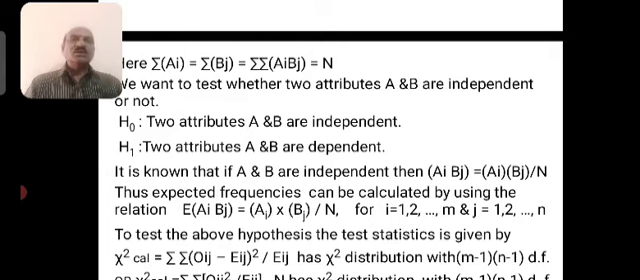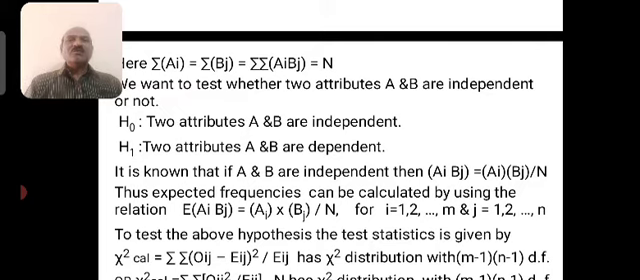We want to test whether the two attributes A and B are independent or not. Therefore our hypothesis will be H0: the two attributes A and B are independent, and H1: they are dependent. It is a known result in attributes, which we studied last year, that if A and B are independent, then AiBj is equal to bracketed Ai into bracketed Bj divided by N.